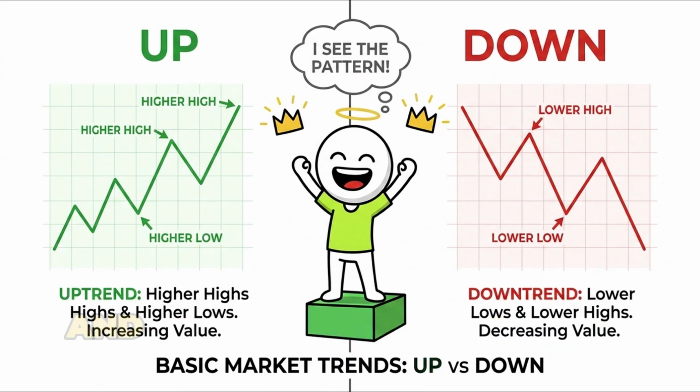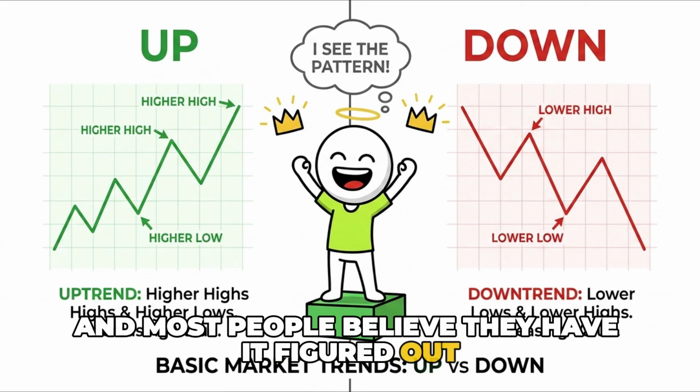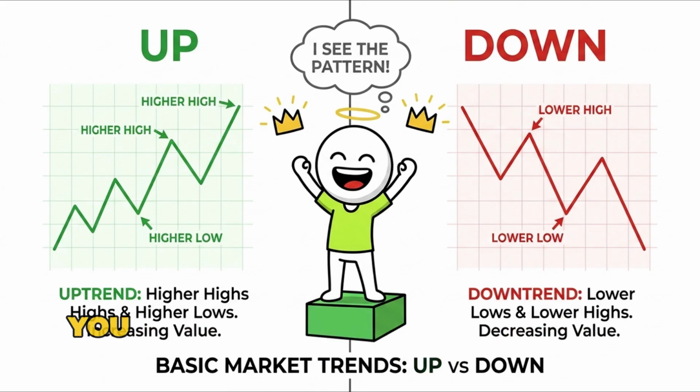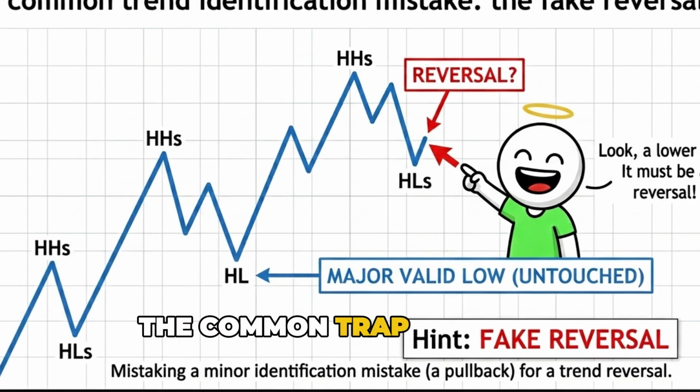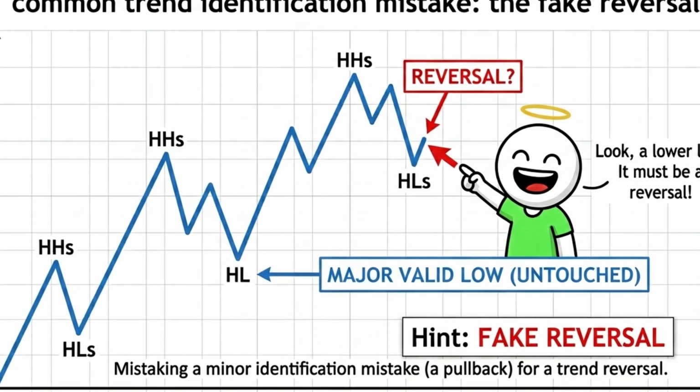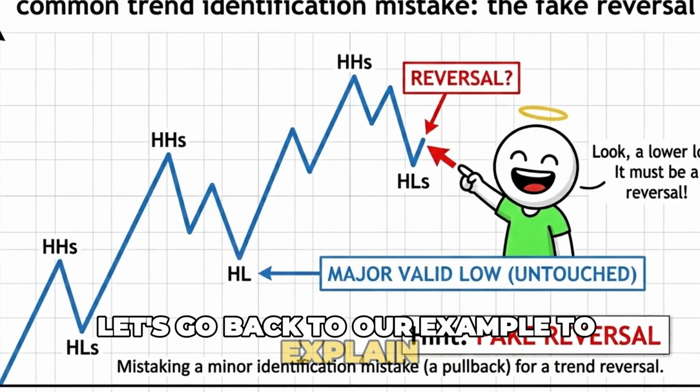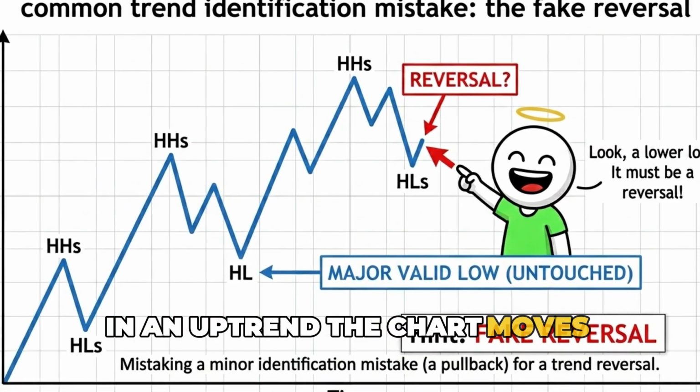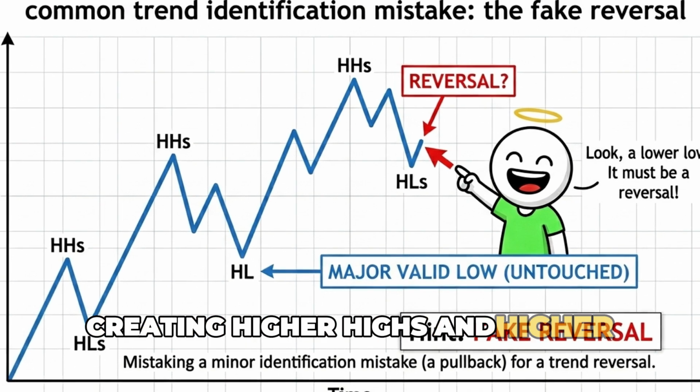It sounds simple enough, and most people believe they have it figured out. However, what if I told you that you are probably identifying these trends completely incorrectly? The common trap of trend identification. Let's go back to our example to explain. In an uptrend, the chart moves upward, creating higher highs and higher lows.